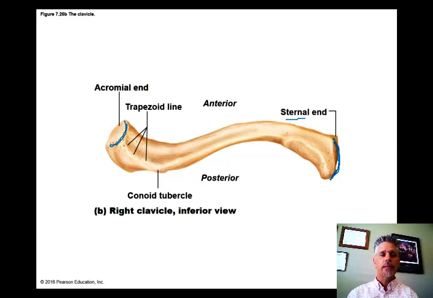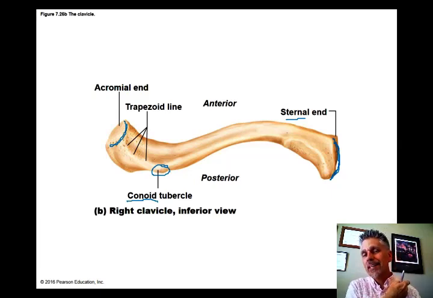So we need to know the different ends. The sternal end tends to be a bit rounder and thicker, and the acromial end is a bit flatter. You'll also notice this here, called the conoid tubercle. Remember when we were talking about the mandible, there's the coronoid process there. So conoid is a little bit different, so watch your spelling. That tubercle is on the inferior surface, so you should be able to see that little bump right there called the conoid tubercle.